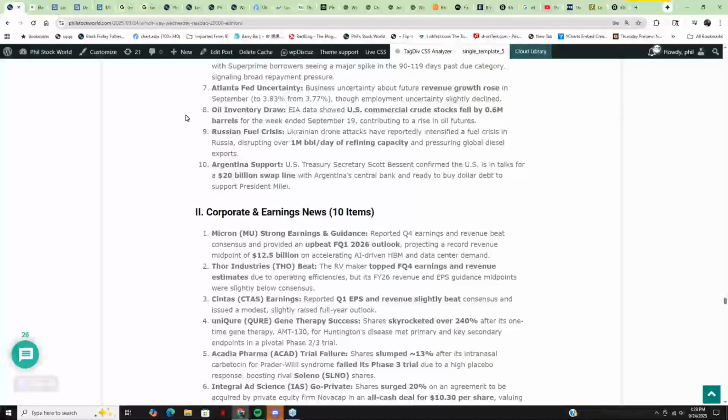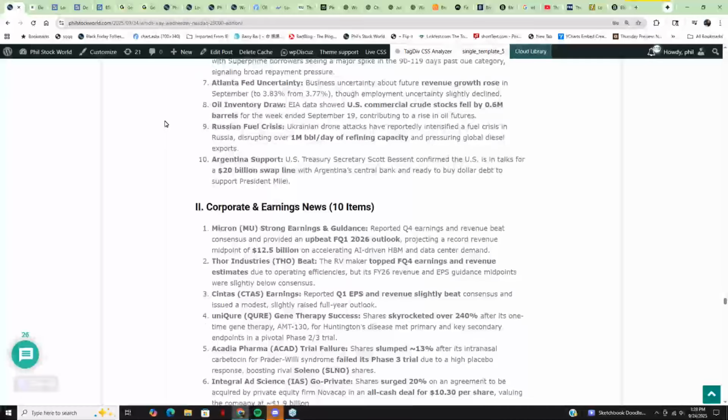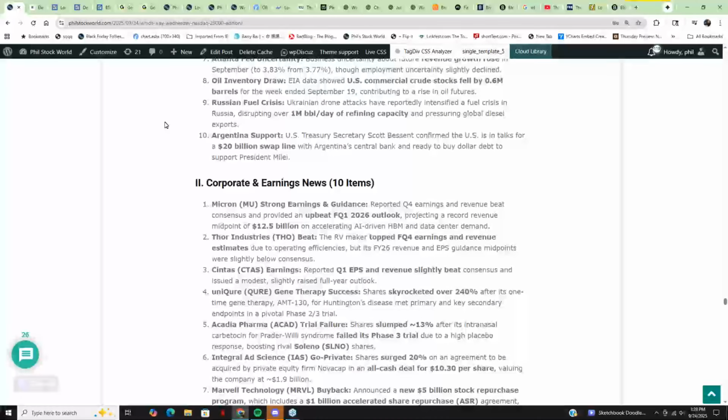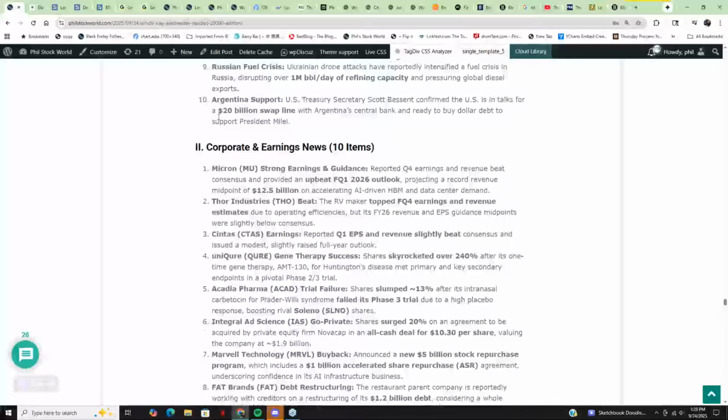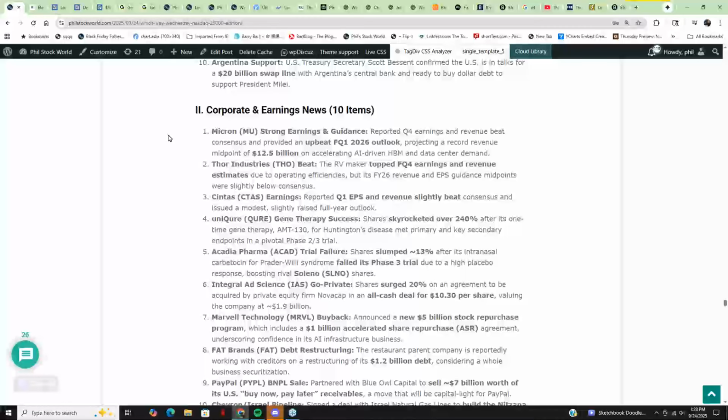Oil inventory, we had a draw on oil, and that was a boost for oil. Ukraine has been targeting Russian refineries and fuel storage and things like that, so they're causing a huge problem for Russia. That's about 10% of their refining capacity. Gasoline in Russia is $9 a gallon right now because they don't have it. They can't refine it. For whatever reason, we're suddenly jumping in and saving Argentina again, because Argentina is constantly going bankrupt.